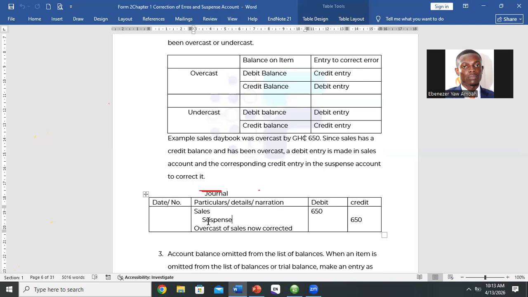Now here, suspense automatically comes in because you know that casting errors will affect what? Suspense, right?